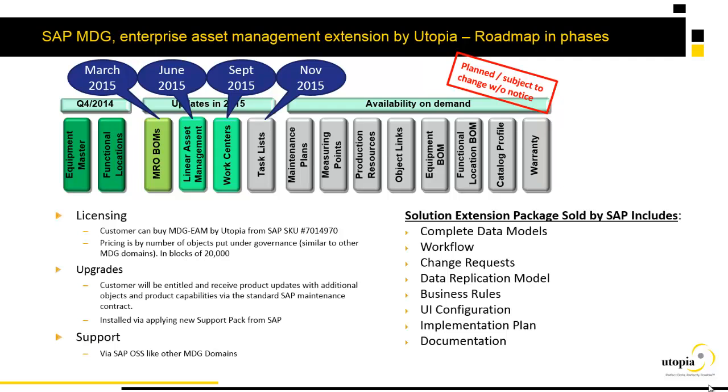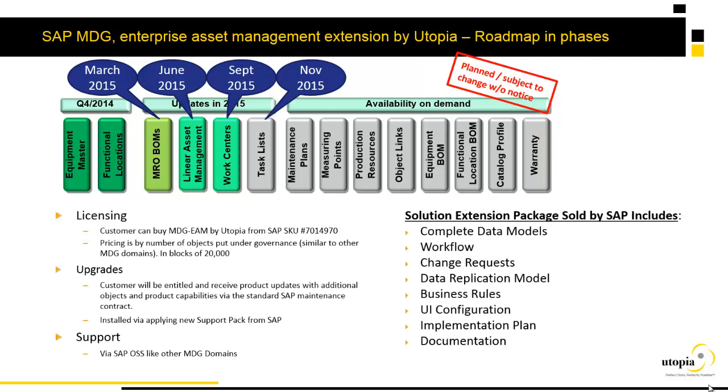We'll get to work centers, task lists, maintenance plans, measuring points, et cetera, throughout the course of the deployment of this, so that ultimately by the end of 2016, you will have a complete set of data objects in MDG AM that will manage your maintenance processes from end to end. Licensing is very similar to the existing licensing process of other MDG domains. So it is done by blocks of 20,000 records.